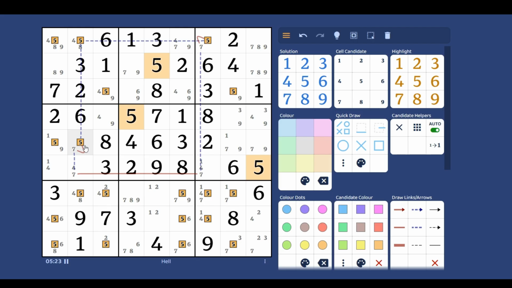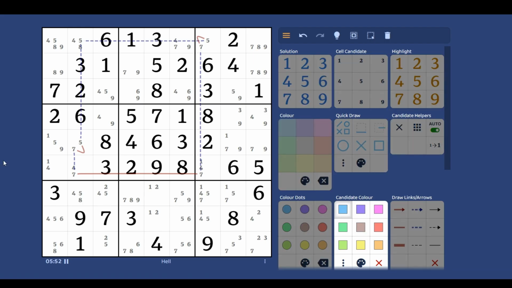What that means is that we could actually eliminate this 5. Whenever we have a discontinuity that's sandwiched between two weak links, we could eliminate that discontinuity. And we could actually prove this through a Nishio forcing chain, why this works. So let's assume that this 5 was to be true. If this 5 was true, then that would mean this 5 would be false, which would make this 7 true. I want to go ahead and mark that in blue, which would make this 7 false, which would make this 7 true, which would make this 7 false, which would make this 5 true.